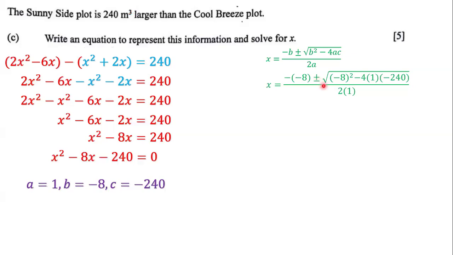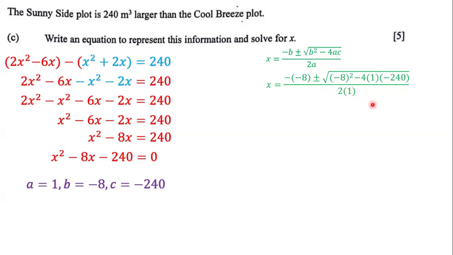We have plus or minus the square root of, what is b? B is equal to negative 8. What is a? A is equal to 1. And what is c? C is equal to negative 240. And what is a? A is equal to 1. So we put that at the bottom. And so now we have this numerical expression, and we have to simplify it.